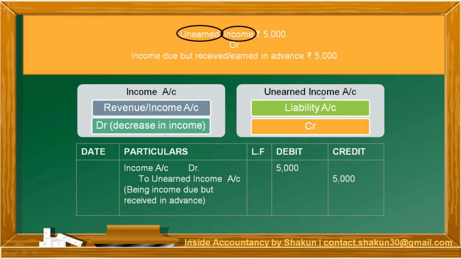Unearned income is the income which is received for the next year. So we still have to give the benefit. That is why it is a liability, hence to be credited. And in case of income, normally income has a credit balance. But does this income relate to the current year? No. So that is why we are going to debit it. Why? Because this is a decrease in income. So our entry will be income account DR to unearned income.